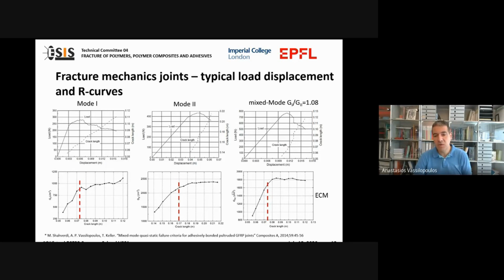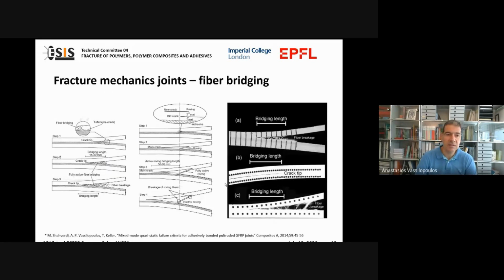the same for mode 2, the same for mixed mode. The question is, in mixed mode, how can we do the partitioning of modes? Because here, we know that we have a G total. We can use the experimental compliance method, but we don't know how much G1 and G2 we have in this case. And I will talk about this on the next slide.